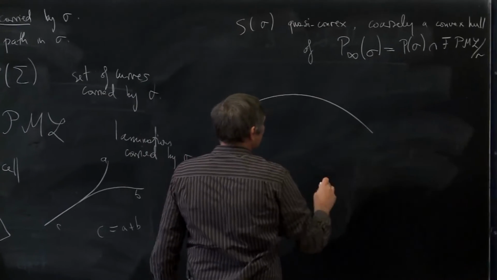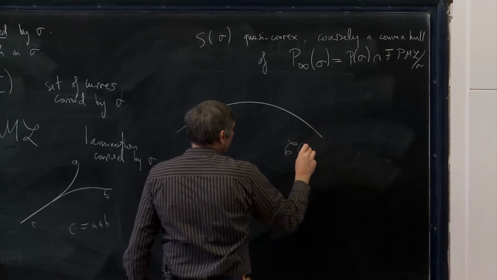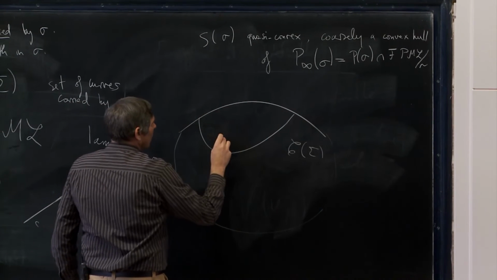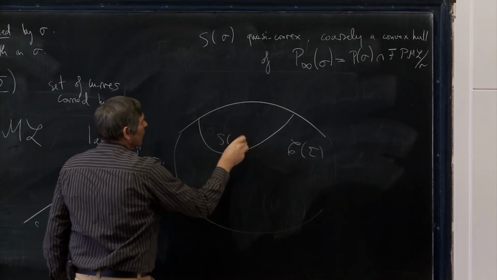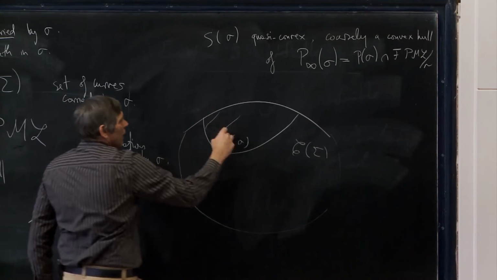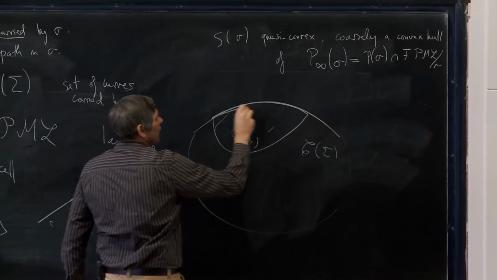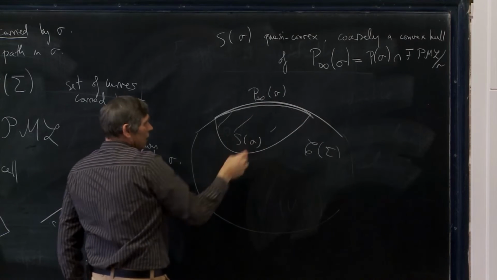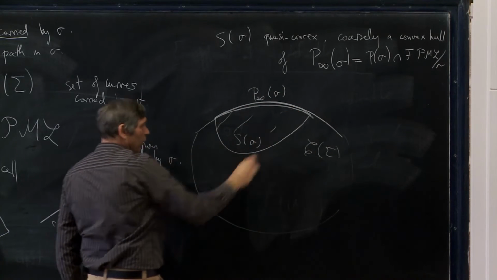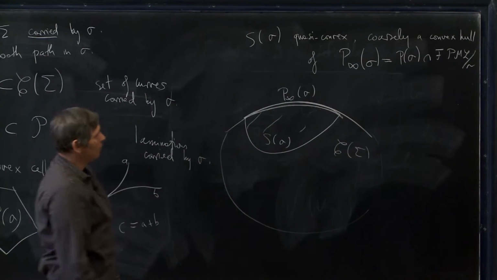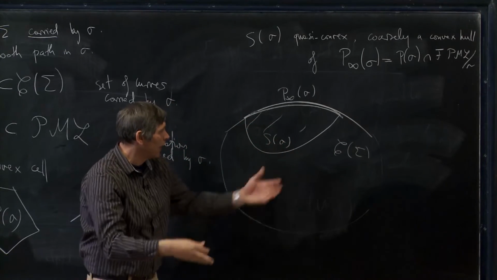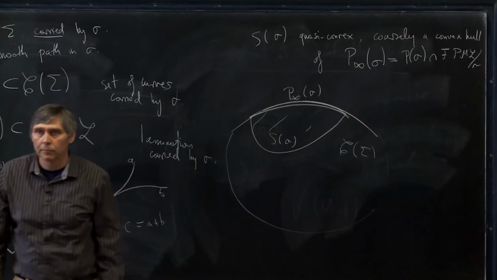So maybe the rough picture is like this. Here's the curve complex. Maybe I'll complete it over here, and here's my S of sigma, like that. And then this thing at infinity is P infinity of sigma, and it's convex hull. If you draw the geodesics connecting pairs of points in P infinity of sigma, you'll get, coarsely, up to a bounded neighborhood, S of sigma.